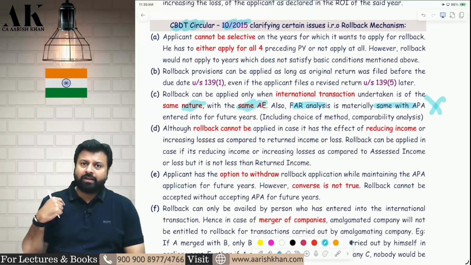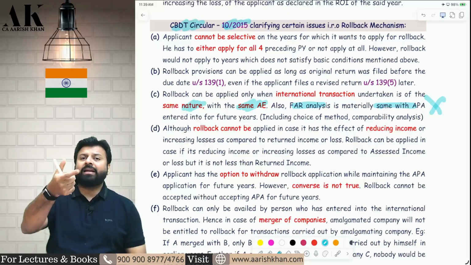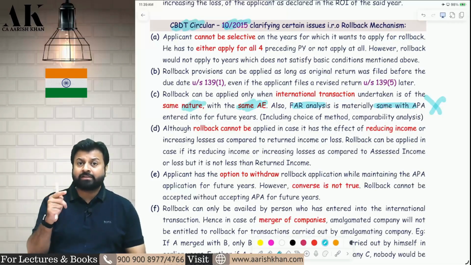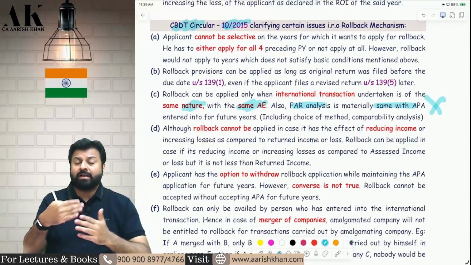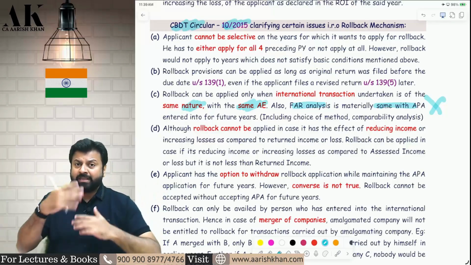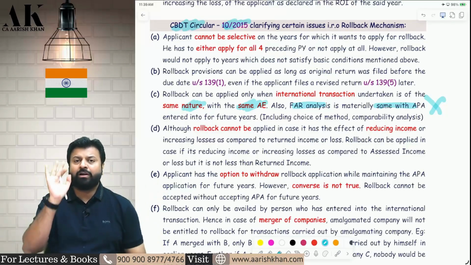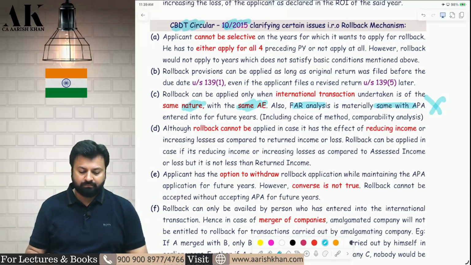So royalty, XYZ, XYZ. Along with that, the FAR analysis: functions, assets and risk of the company. A minor change is okay. A major change should not be there in the functions of the company, in the assets employed of the company, in the risk taken of the company. Then it can be called the same. I hope it is clear.